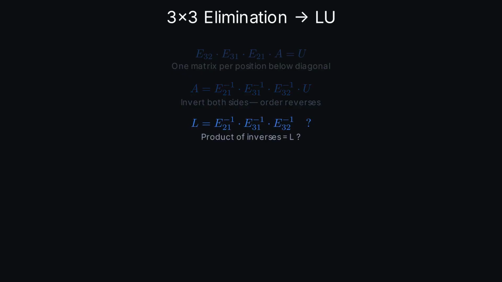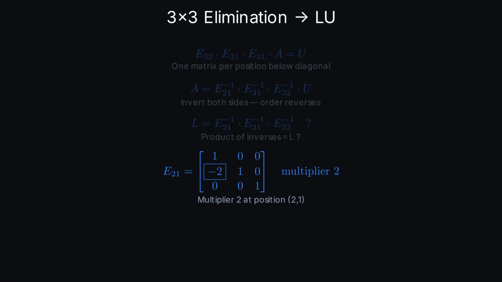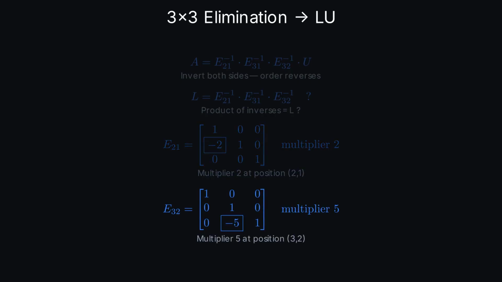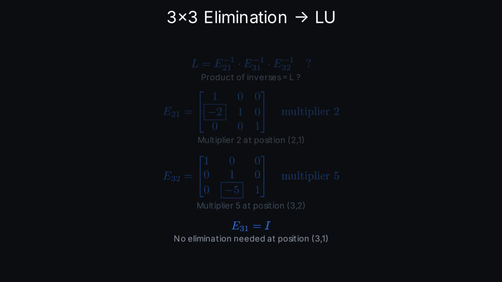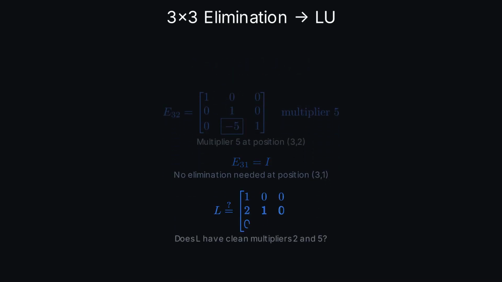That product of inverses is L. The critical test is whether those inverses produce clean multipliers when multiplied together. Let's check with concrete numbers. Take E21 with multiplier 2, so it has -2 in position 2, 1. Take E32 with multiplier 5, so it has -5 in position 3, 2. And set E31 to the identity for simplicity. The question is, does L end up with the clean multipliers 2 and 5 sitting neatly in their respective positions?